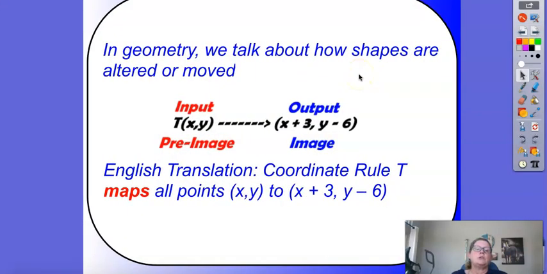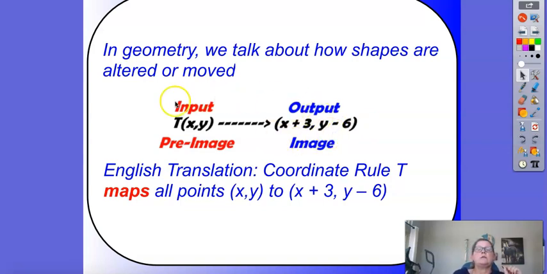So in geometry, we're talking about how shapes are altered or moved. Okay, and you're going to see something like this. This is called a coordinate rule. And this is going to be our input on this side, and then we're going to have this arrow that goes, and it's going to tell you the output. Okay, we call this a pre-image. In other words, the circle I started with, and the image is where I landed.